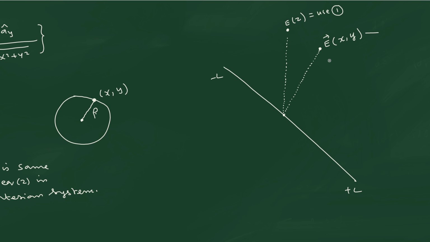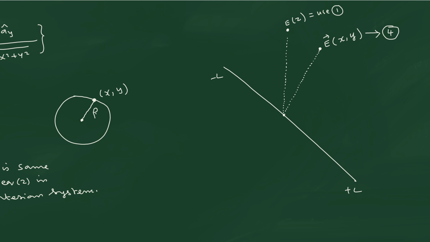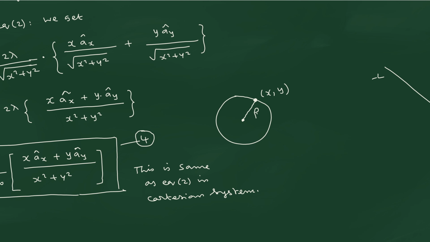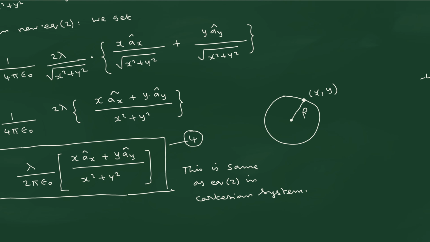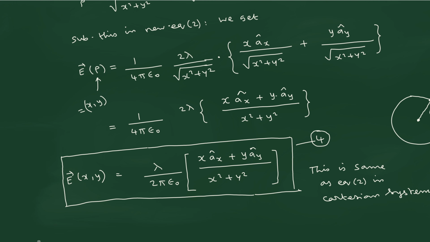It also does not lie on the z-axis. It is lying somewhere else, and that is an arbitrary point. For such a point, the calculation of the electric field is given by equation number 4. So that is what we have. By doing all these things, you finally have to understand that using this equation, we can calculate the electric field at any point x comma y, not necessarily on a particular axis.